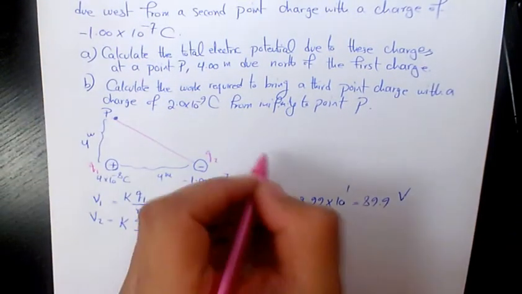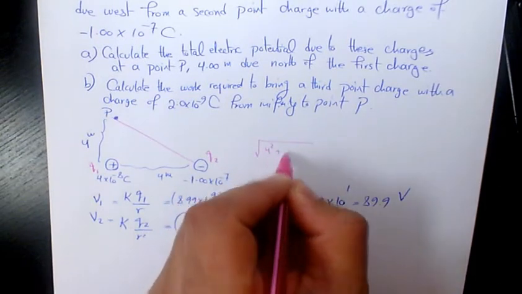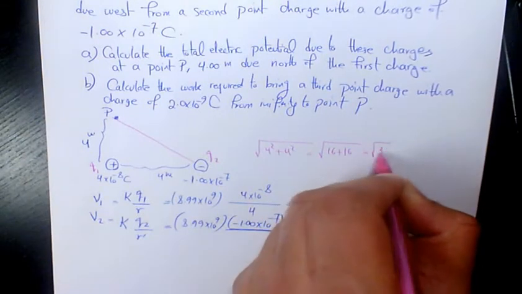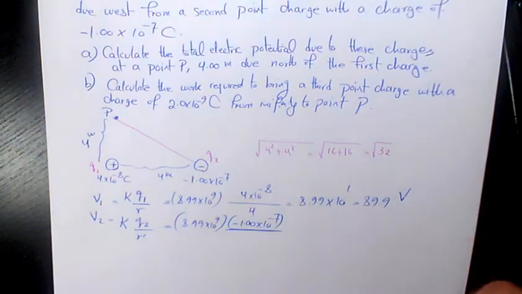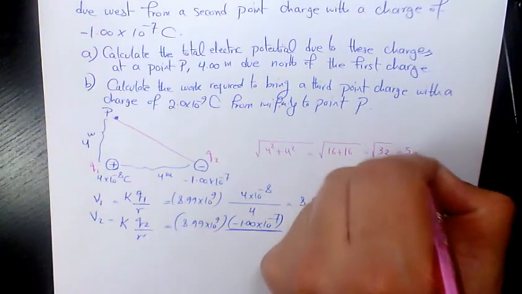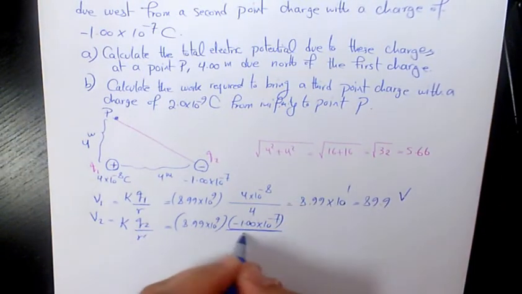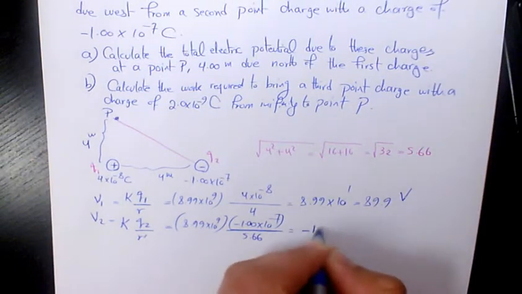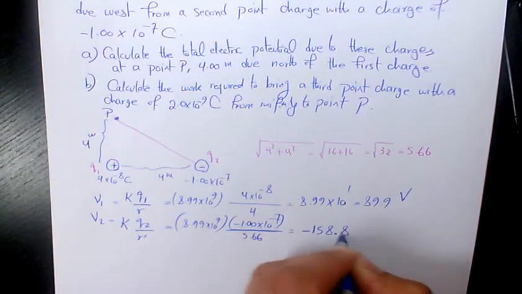this distance, which is going to be the square root of 4 squared plus 4 squared, 16 plus 16, square root of 32, which will be 5.66. When you calculate 8.99 times 10 to the power of 9 times 10 to the power of negative 7 divided by 5.66, that's going to be negative 158.83.